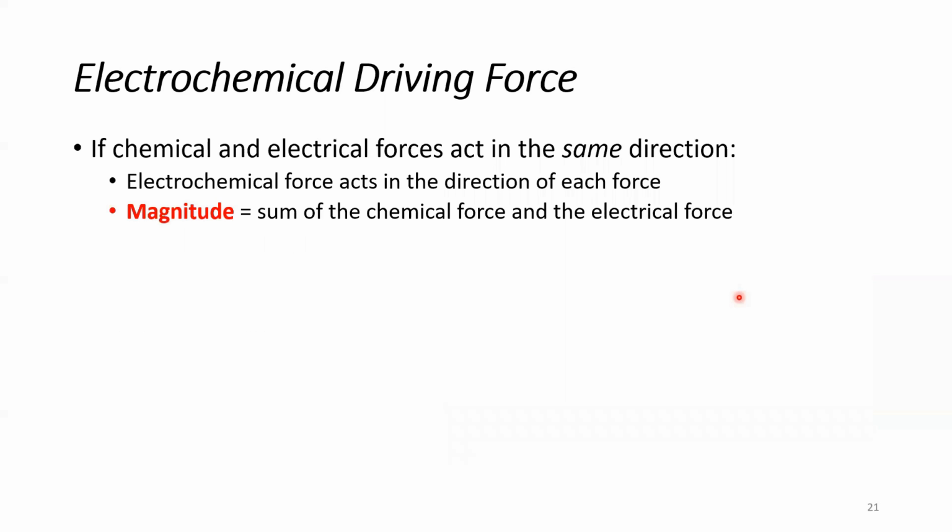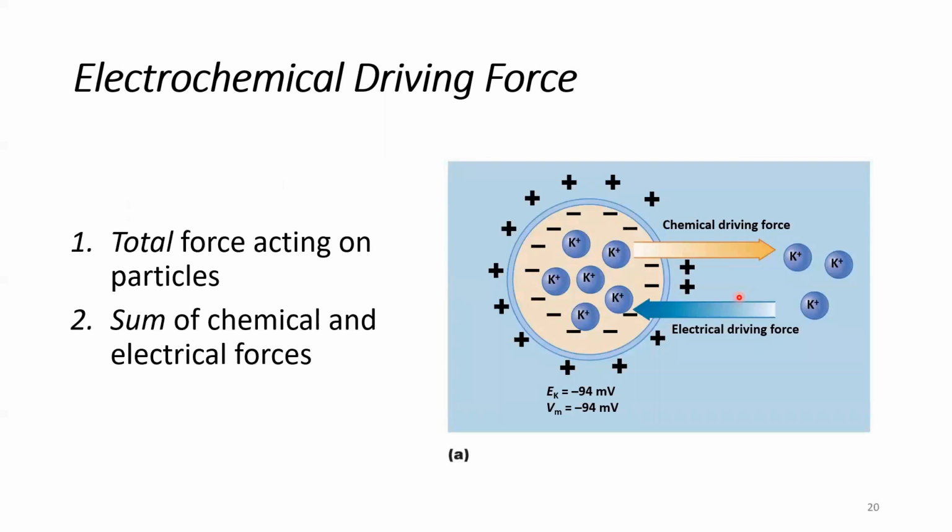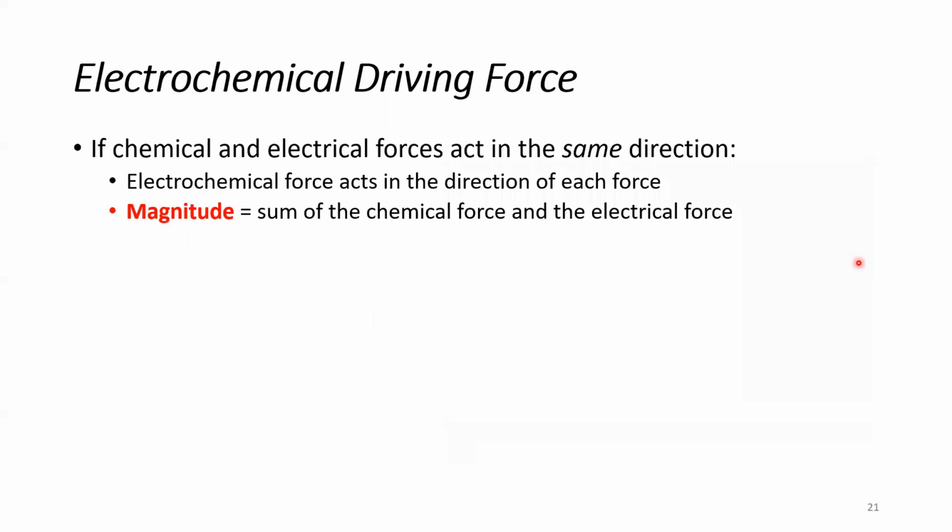All right. So if the chemical and electrical forces are acting in the same direction, we want to think about just adding them together. Okay. So very much different from this scenario that we just saw, where the forces are acting in opposite directions. Let's say potassium's chemical force was also moving inside the cell. We would just add those two values together. We would get a bigger value, and that would be the sum total of our electrochemical driving force.